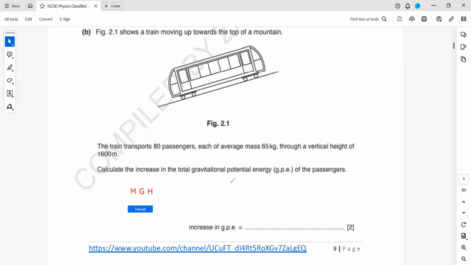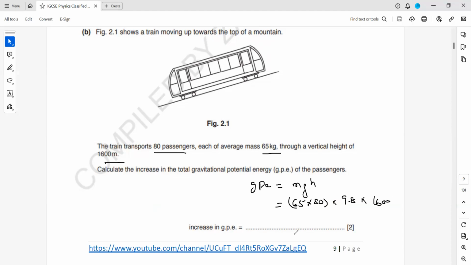Whenever you're solving a question, 1 mark is for writing the formula. Potential energy is mgh. What about the mass? 65 times 80, because each passenger is 65 and there are 80 identical passengers. Gravity we'll take as 9.8, and the height is 1600.